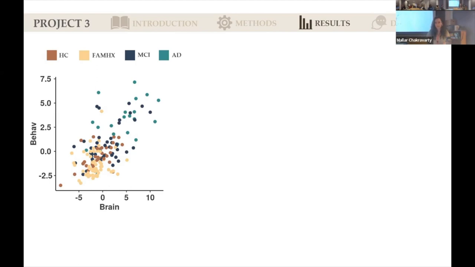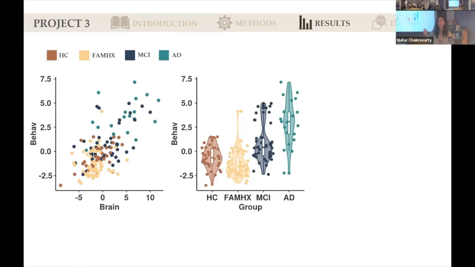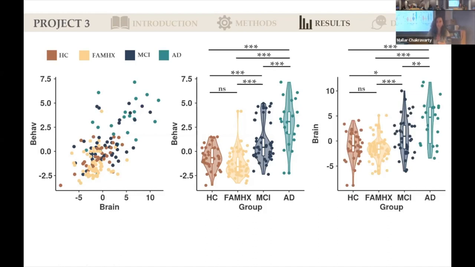So I looked at the difference in behavior between each of the different groups. For that, I used ANOVAs. And basically all pairwise comparisons were highly significant for the behavior, but also for the brain, showing that really the MCI and AD groups were loaded much more on this pattern than the controls.